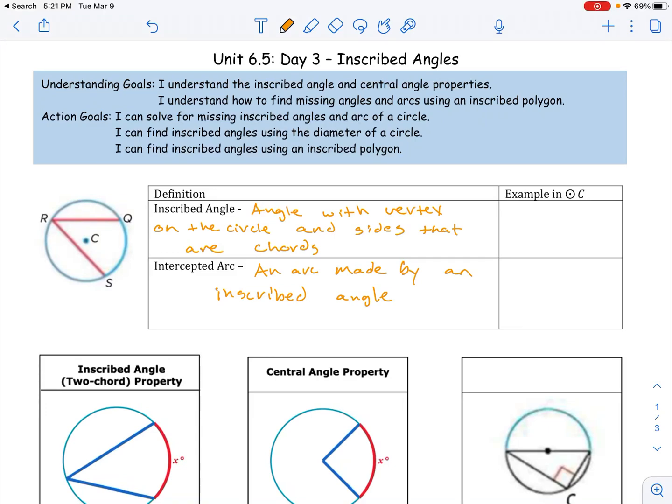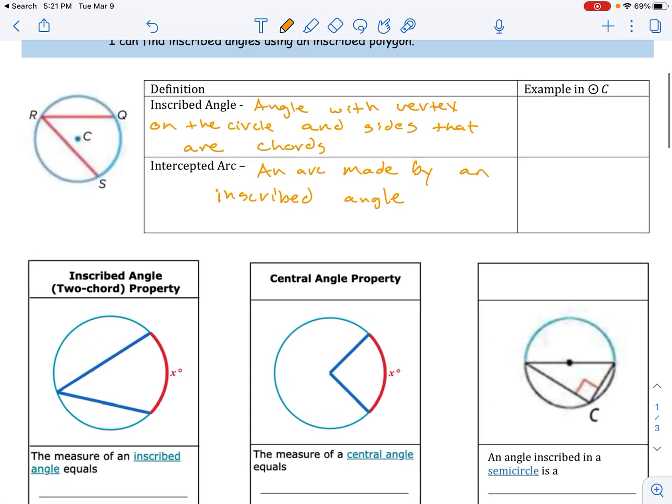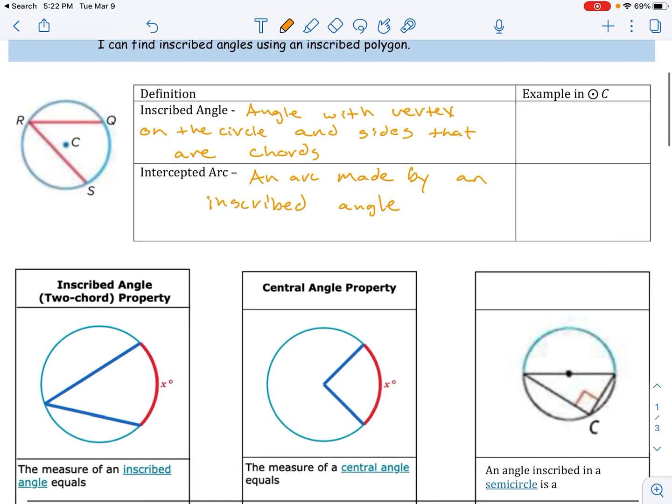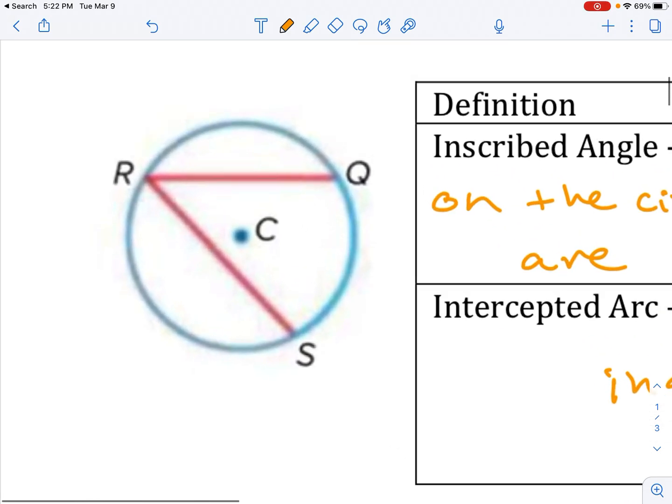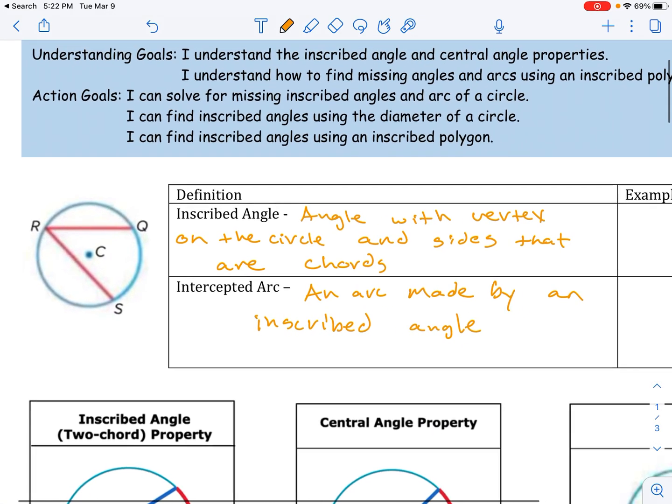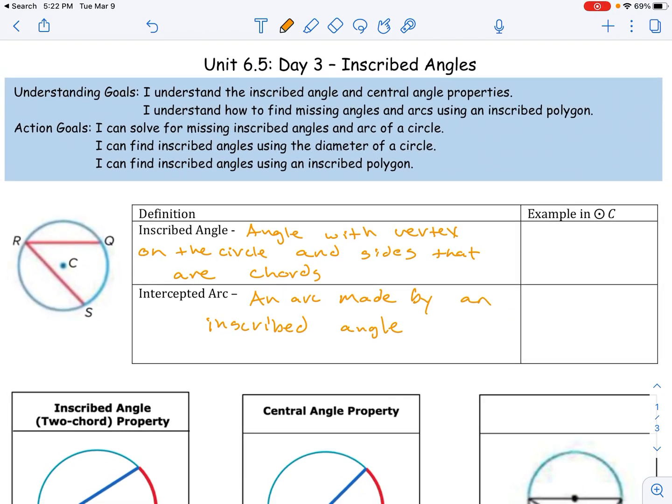This is lesson 6.5, day 3. We're talking about inscribed angles here. The definition of an inscribed angle is basically an angle with a vertex that's on the circle and the sides that are chords. As you can see right here, an inscribed angle would be this angle right there. We've got our vertex on the circle, and our sides are chords on the circle as well. That is what your first inscribed angle would look like, and if I were to name it, I would call that angle QRS.